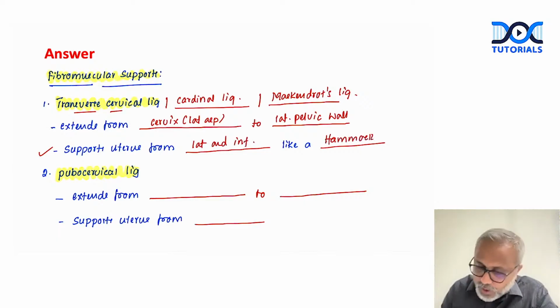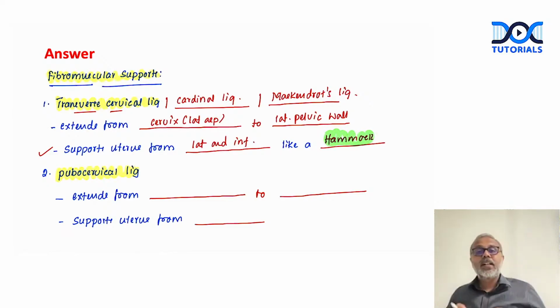Now, this word is what the examiner will look for, right? Transverse cervical ligament supports the uterus like a hammock, as you see on the beaches, right? So this hammock word is the keyword here and you have to mention it. Then the other keywords: cardinal ligament, Mackenrodt's ligament.